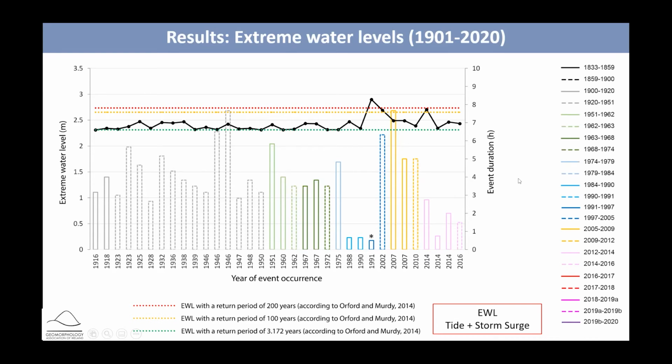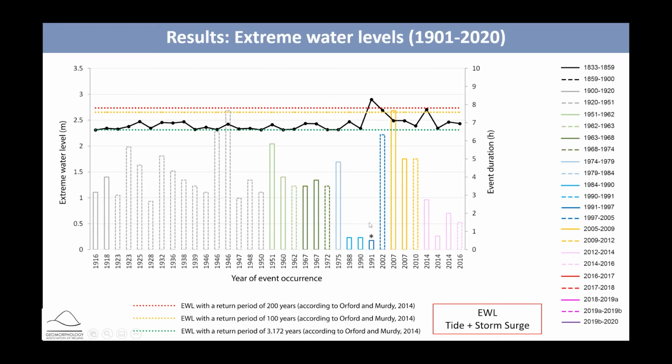If you remember, the larger retreat occurred in 1951 and 2014, and you can see also how these two dates were preceded by 3 consecutive extreme water level events. So in particular, in 1946, we had 3 extreme water level events, and in 2014 as well.